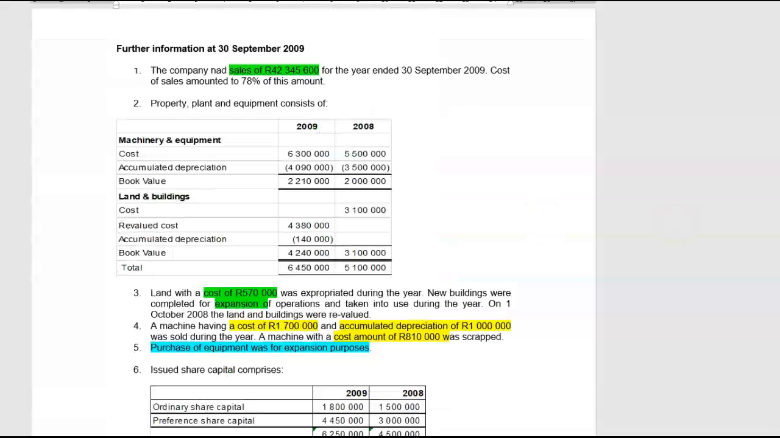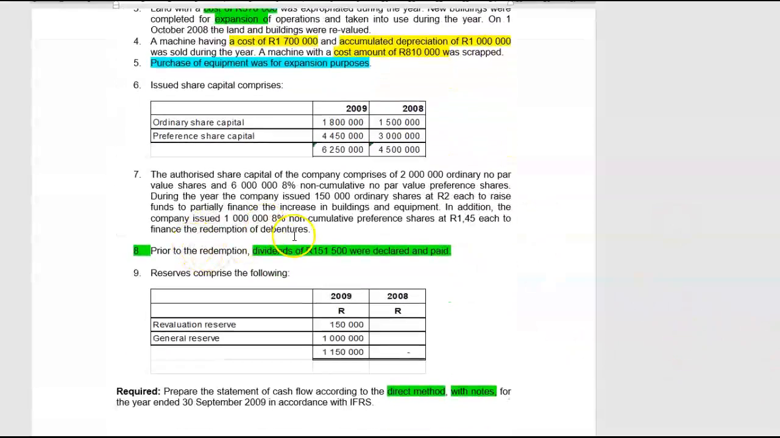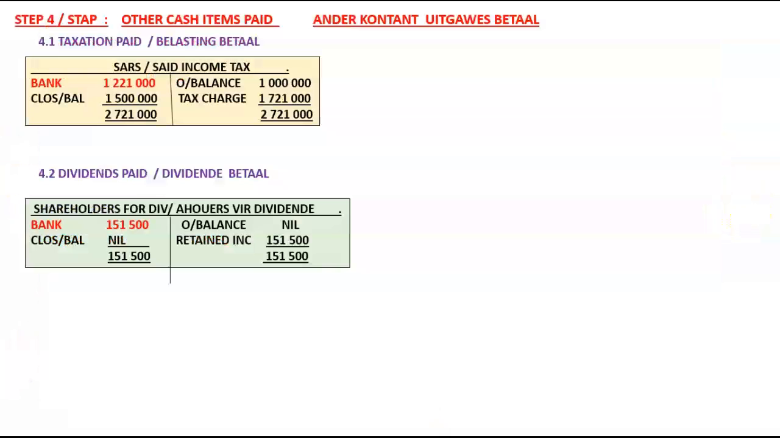Now the question told me that prior to the redemption, dividends of 151,500 were declared and paid. So we have our dividends paid figure, they gave it to us, 151,500. Tax. Let's go and calculate our tax.